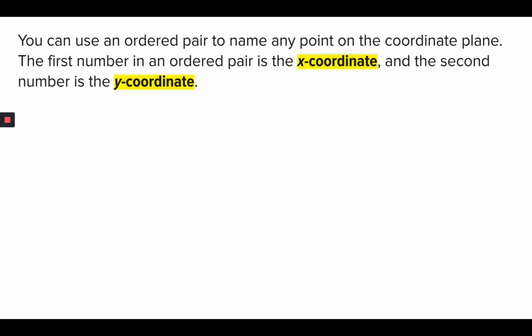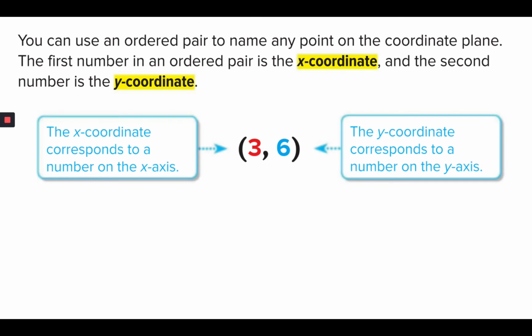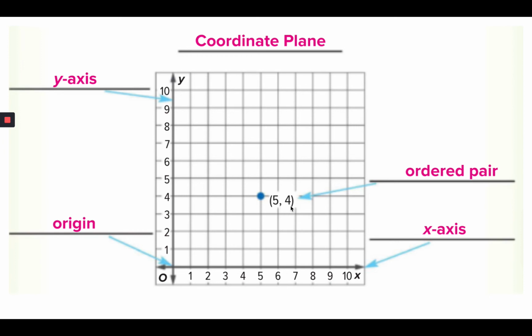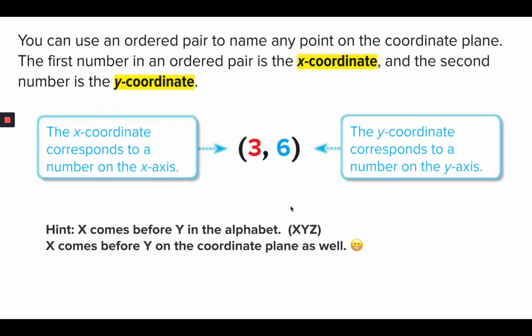One thing about ordered pairs is that the x-coordinate always comes before the y-coordinate. So the x-coordinate is always written in an ordered pair before the y-coordinate. So I'm going to go back a slide here and show you what I mean. In this case, the x is this bottom line, so it's 5 over, 4 up. You write x and then y. And a little hint to remember that is x comes before y in the alphabet, x, y, z. So same thing when you're writing ordered pairs, x comes before y.